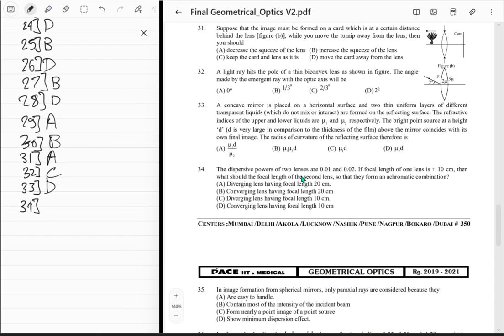The dispersive powers of two lenses are, oh come on, like this. I don't like this. Are 0.01 and 0.02. Focal length of one of these is. So what was the dispersive power once again? So for each of these different wavelengths, you have a different focus, right? Okay, I don't remember what the dispersive power was.